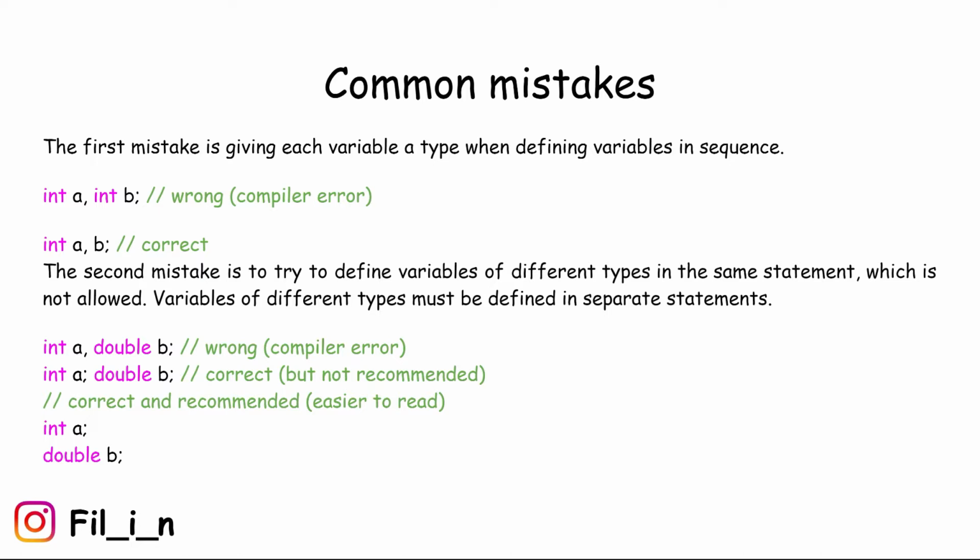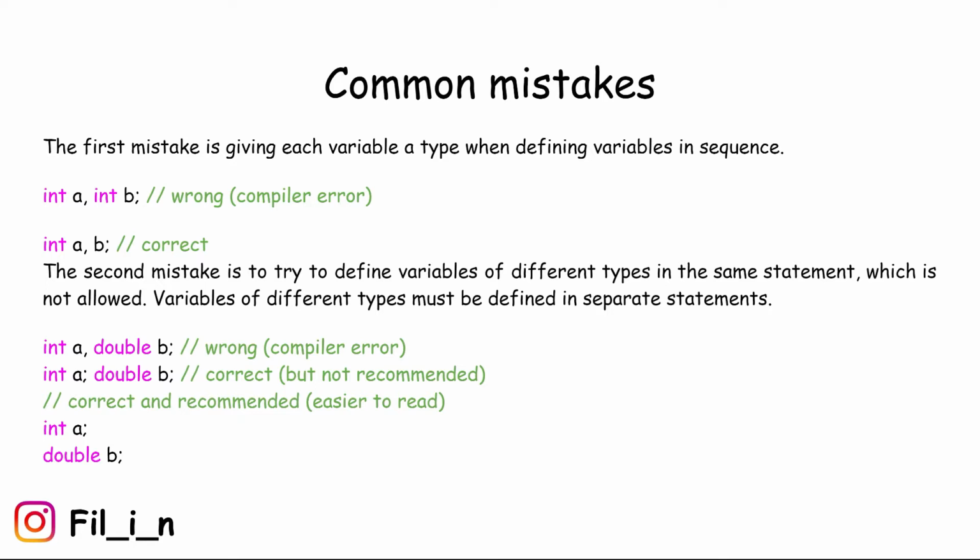The second mistake is to try to define variables of different types in the same statement, which is not allowed. Variables of different types must be defined in separate statements. int a, double b; is wrong, compiler error. int a; double b; on one line is correct, but not recommended. Separate lines are correct and recommended, easier to read.